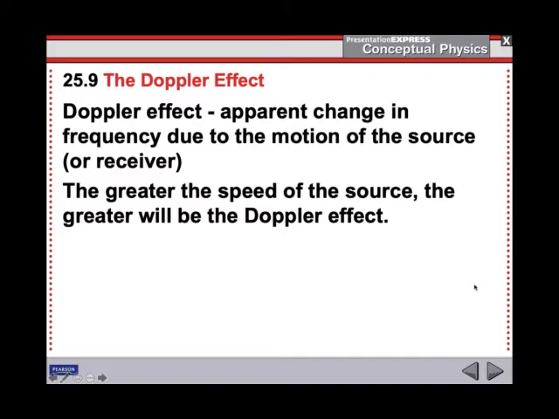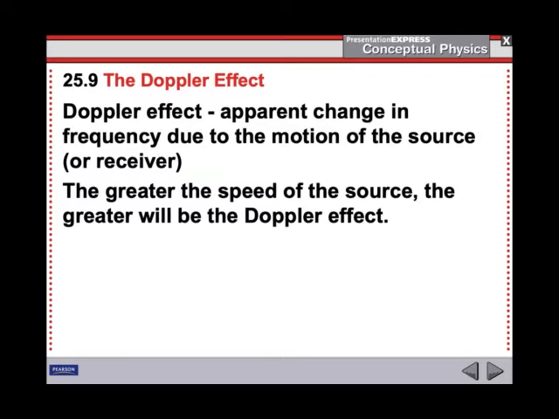The Doppler effect is the apparent change in the frequency due to the motion of the source or the receiver or both. All right, now notice it says the word apparent. It isn't an actual change in the frequency that the waves are generated. It just appears to be a change in the frequency because the thing that's making the wave is either moving away from you or moving toward you. It works the same way if you're moving toward the source of the wave, or if you're moving away from the source of the wave. The greater the speed of the source, the greater the Doppler effect is going to occur.